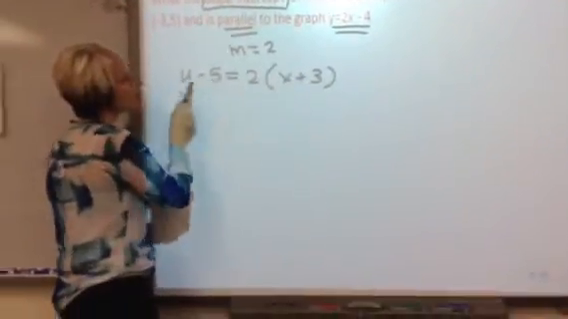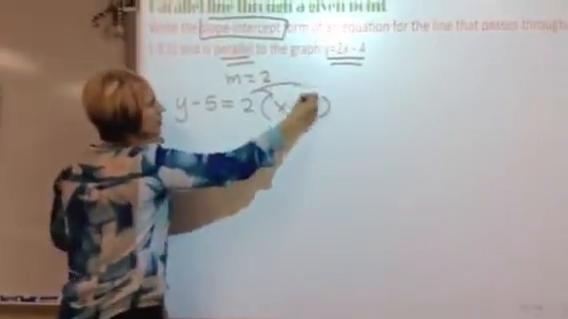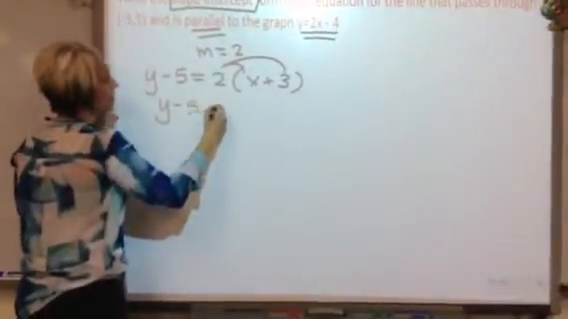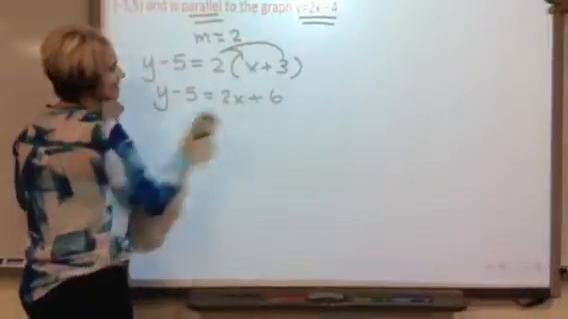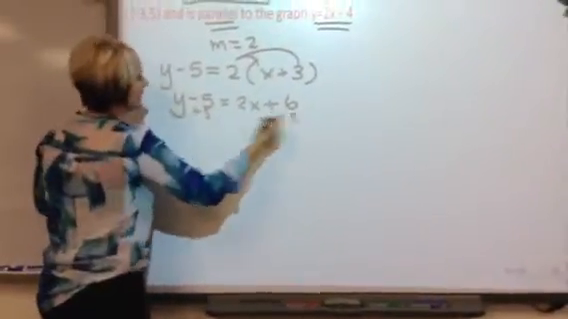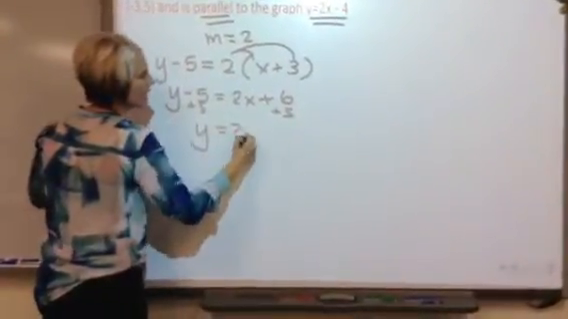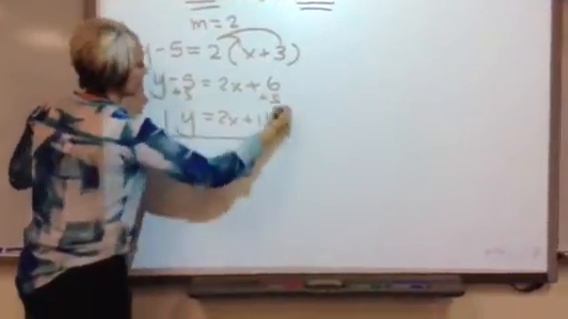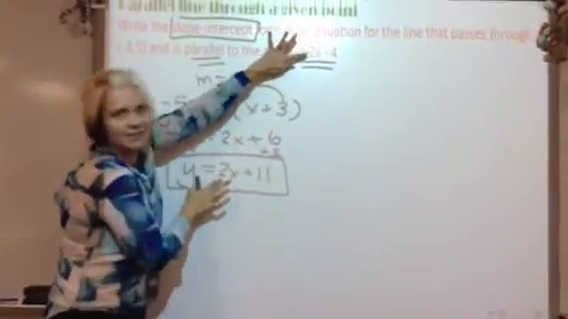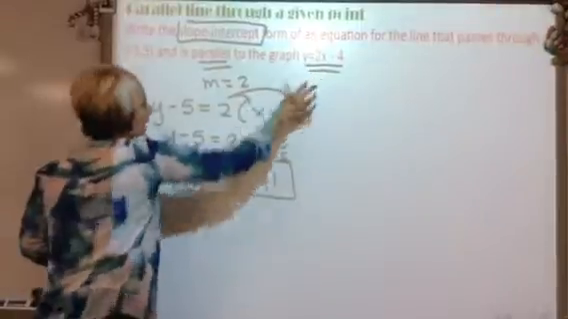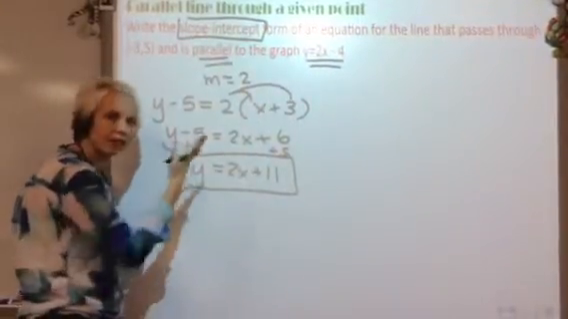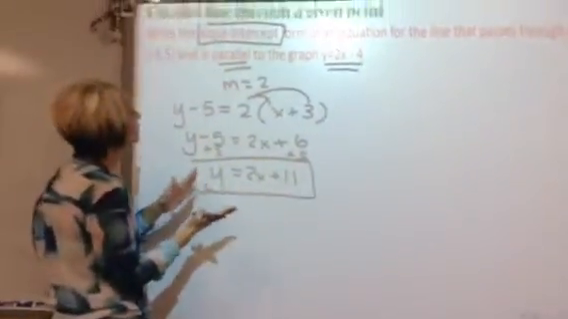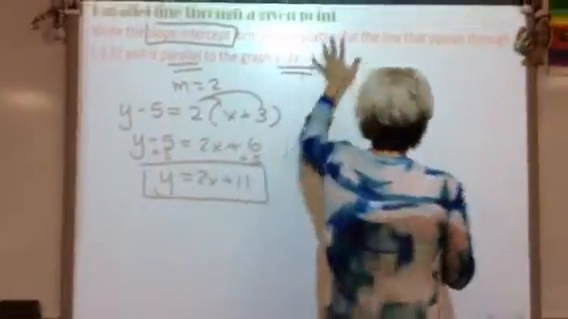To solve for y, I'm going to distribute first. So it's y - 5 = 2x + 6. Then I add 5, and I get y = 2x + 11. You notice these two lines have the same slope, but they have different y-intercepts because they are two lines in the same plane, but they don't intersect. So this is how you would do a parallel example.